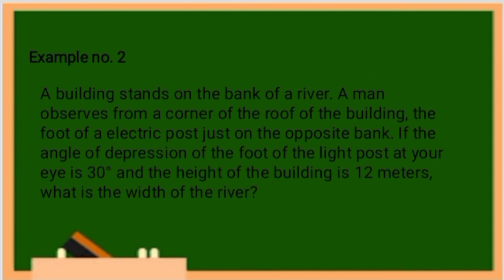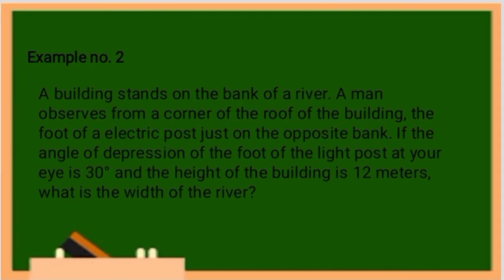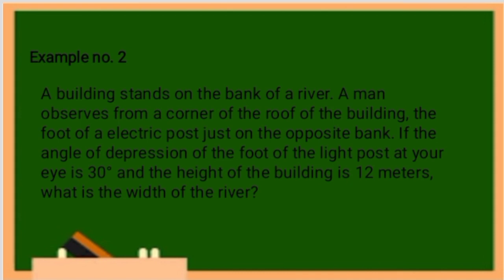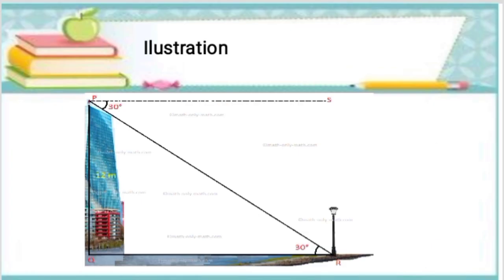Example number 2. A building stands on the bank of a river. A man observes from a corner of the roof of the building the foot of an electrical post just on the opposite bank. If the angle of depression of the foot of the light post at your eye is 30 degrees and the height of the building is 12 meters, what is the width of the river? So here is the illustration. So this is our height.